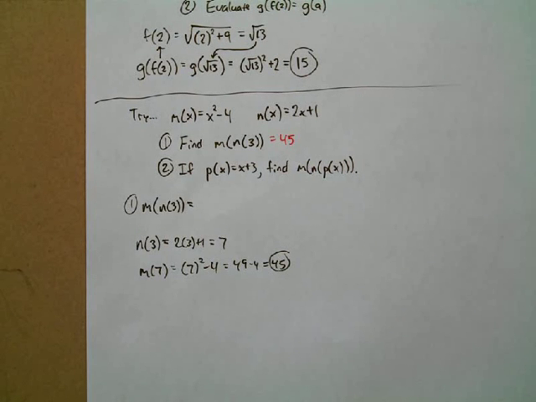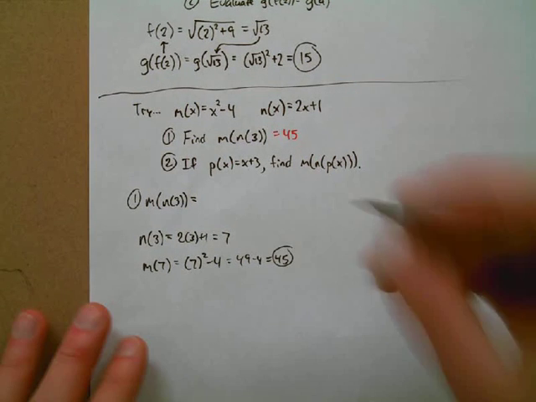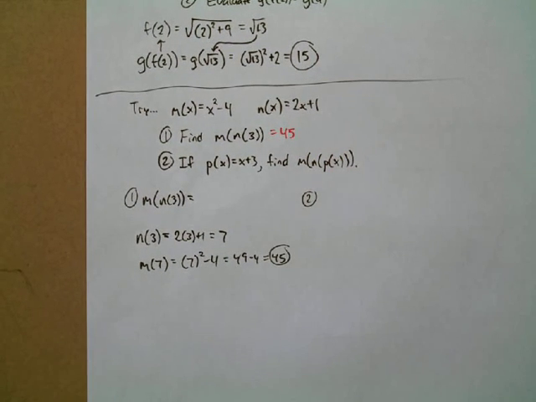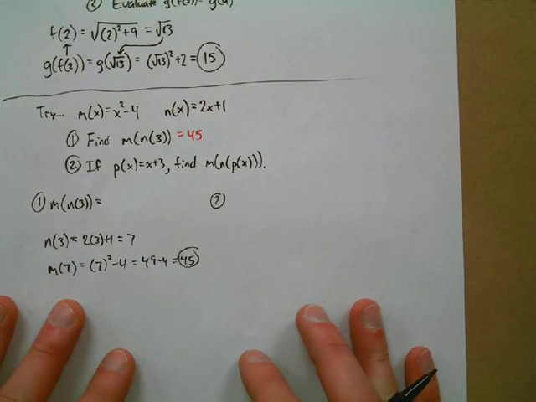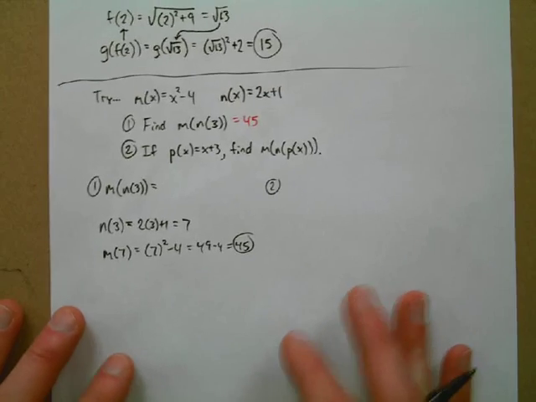Let's go to Morgan. Morgan, number 2. Oof. You want to just give me your final answer? For m of n of p of x, I got 4x squared plus 28x. Okay, yeah, that's it: 4x squared plus 8x plus 45.